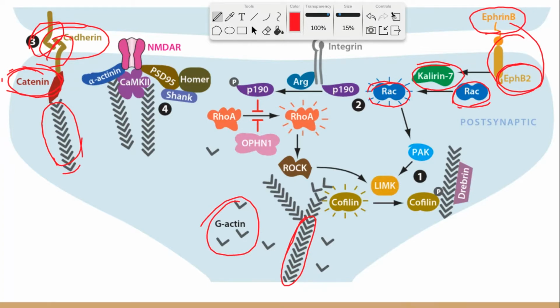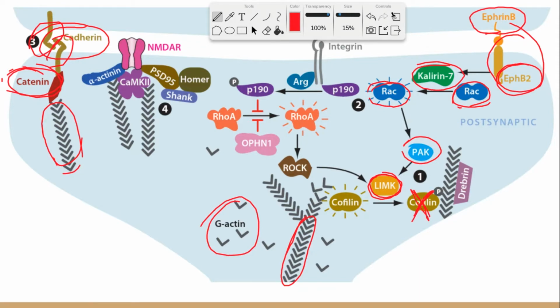GTP-bound RAC1 does this by interacting with two very key and critical effectors. One, RAC1 binds and activates PAK. PAK is a kinase whose activity is dependent on RAC1 binding. And when PAK is active, it phosphorylates and activates LIMK. And LIMK controls actin dynamics by inhibiting cofilin.